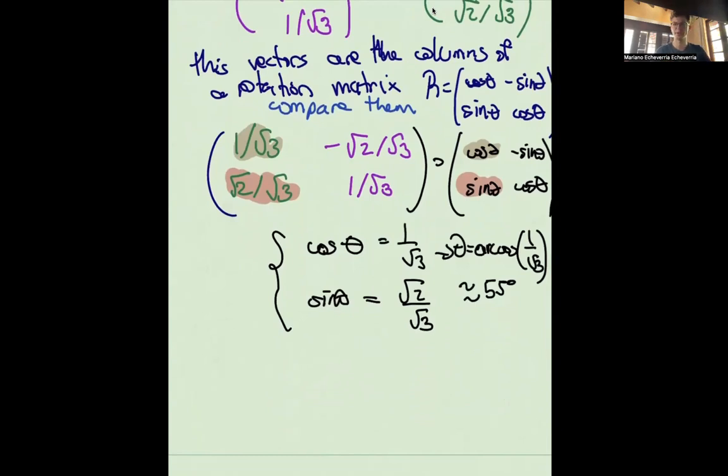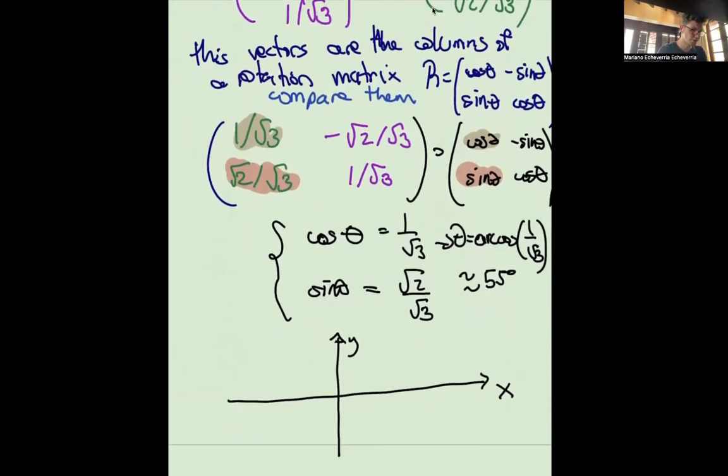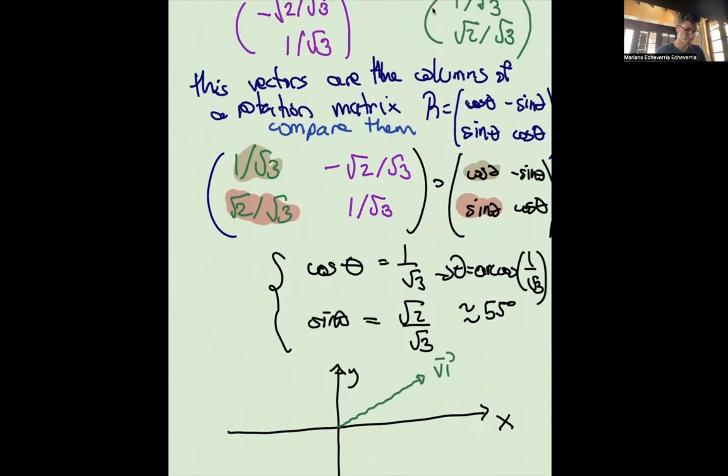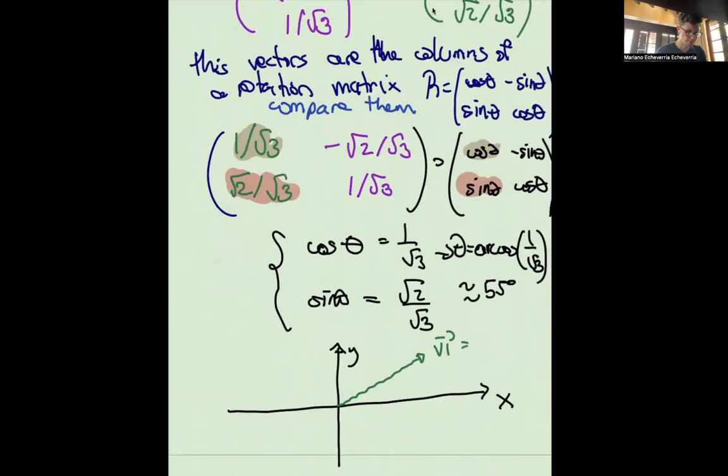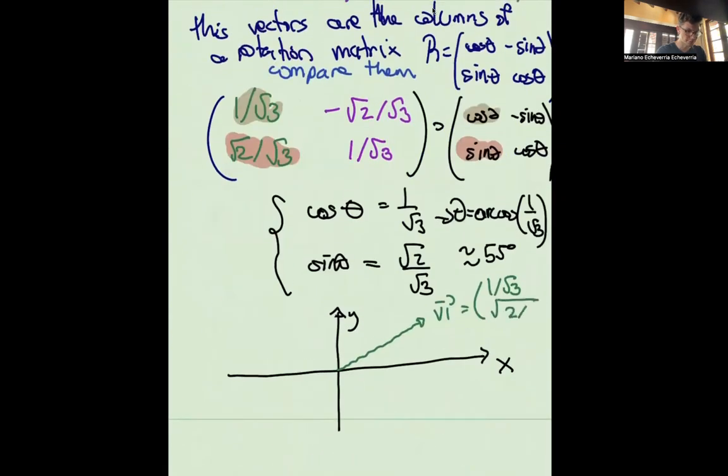What's more important in terms of the picture is that you had x, y, then you have this angle theta. You have to imagine that you rotated the x and y axes by this angle. So you have v1 here, which is 1 over root of 3 and root of, if you prefer, we can write it as root of 2/3. And then you have the other one, which is at 90 degrees. And this is minus root of 2/3, 1 over root of 3.